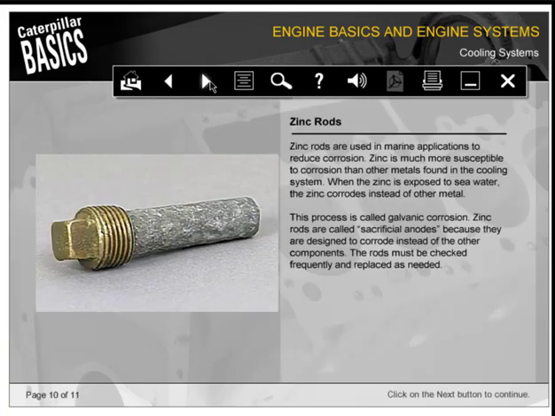Zinc rods are used in marine applications to reduce corrosion. Zinc is much more susceptible to corrosion than other metals found in the cooling system. When the zinc is exposed to seawater, the zinc corrodes instead of the other metal. This process is called galvanic corrosion. Zinc rods are called sacrificial anodes because they're designed to corrode instead of the other components. The rods must be checked frequently and replaced as needed.